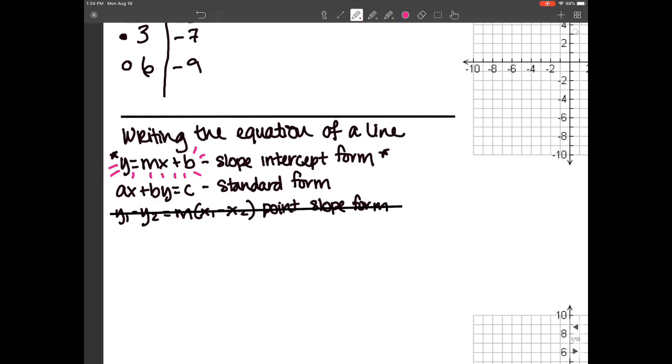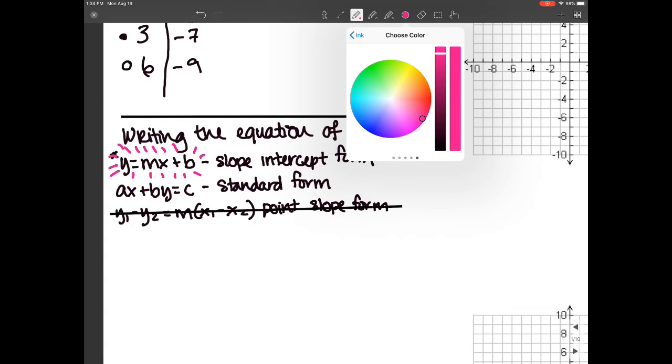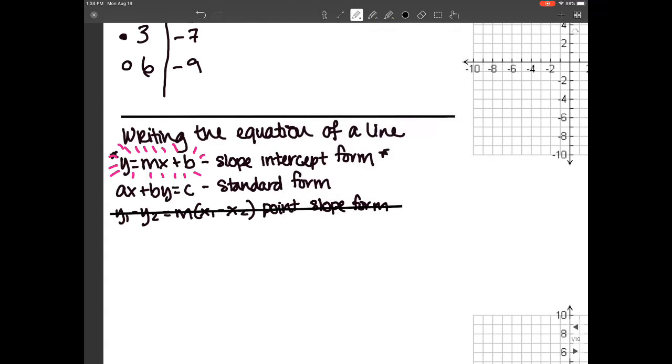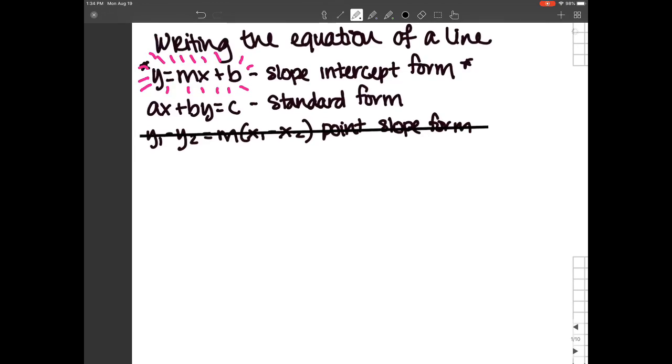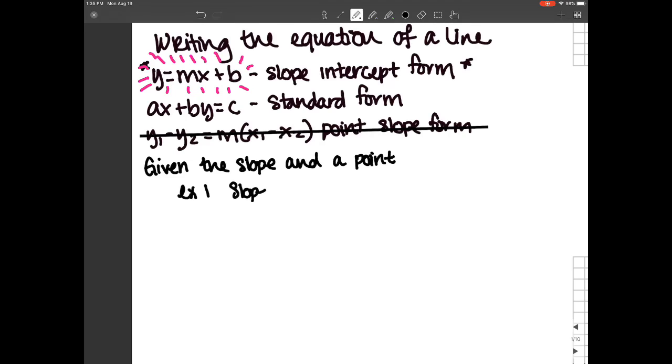So the first thing is if we're being given the slope and a point. So we have 2 situations that are going to happen today. And the first one is this one. So for my example, I'm going to tell you that the slope is 3 and that you have a point at (-4, 7).